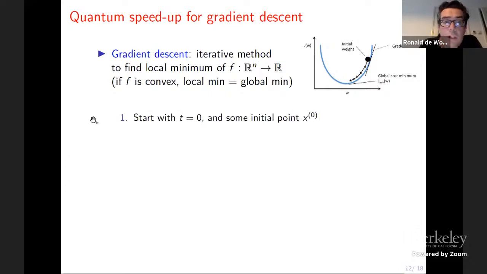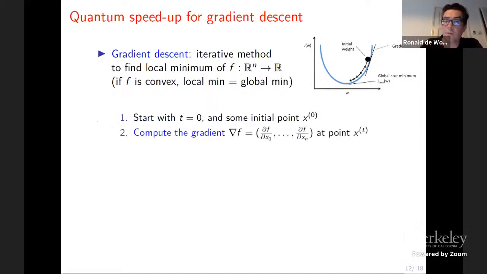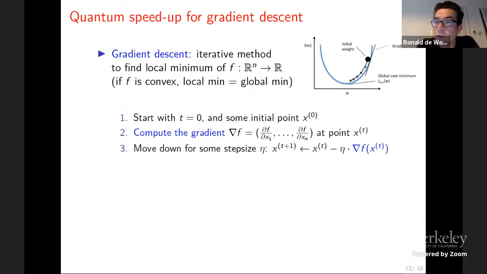So this is basically what I described before. This is just gradient descent. You start at time 0 with some initial point x0, and you compute the gradient. That's the vector of n partial derivatives evaluated at your current point. It gives you the direction of steepest ascent, and you just go down by some step size eta. So you move down a little bit. And typically this eta can actually depend on t.